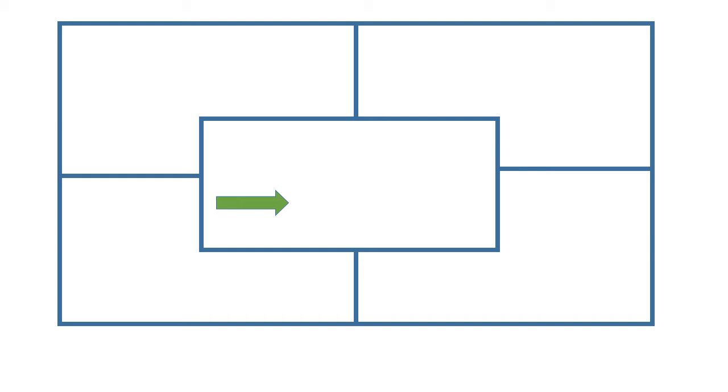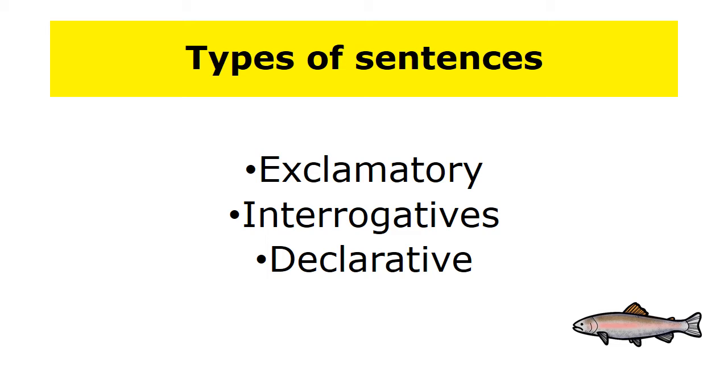The other squares that are around our middle square are our supporting detail sentences. So we have four of them: our top right, our top left, our bottom right, our bottom left. Let's begin the writing. When we write, we can use three types of sentences. We can choose our exclamatory sentence, our interrogative sentence, or our declarative sentence. It's up to you. But remember, we are to put the correct punctuation mark at the end.